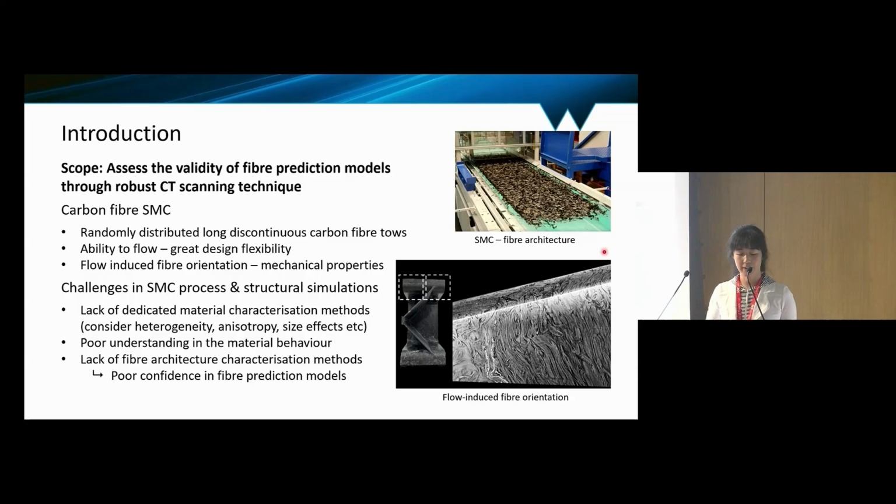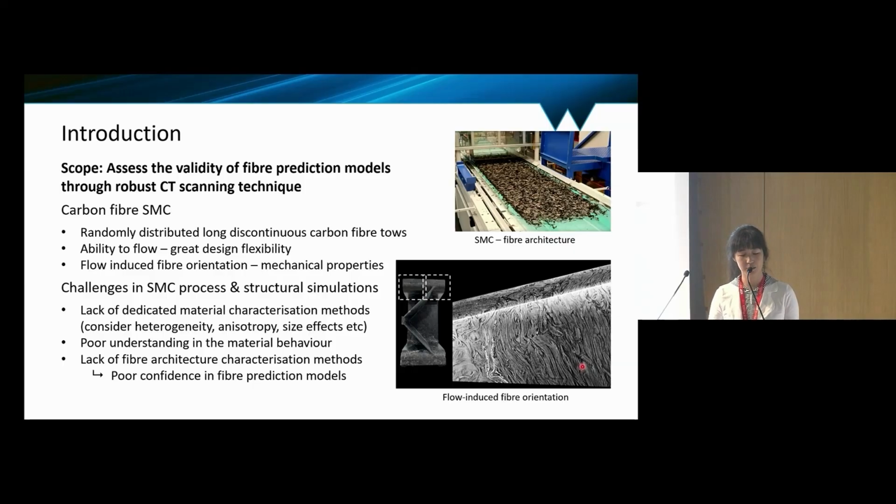The example I've given here is a part where SMC has flowed into these side walls, and as you can see, the fibers are originally randomly orientated, but then start to align due to the flow. And then that alignment can affect the properties in your final part. So it's very important to understand how the fibers will actually align or reorient during the flow process for these kinds of materials.